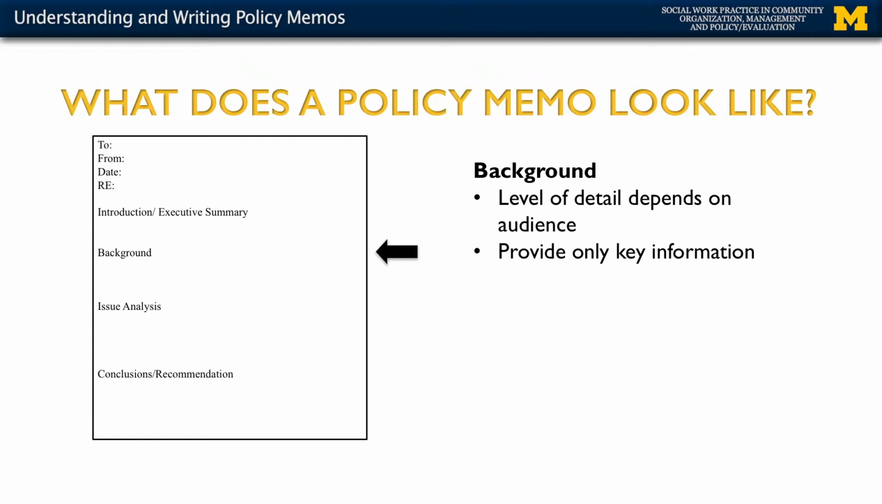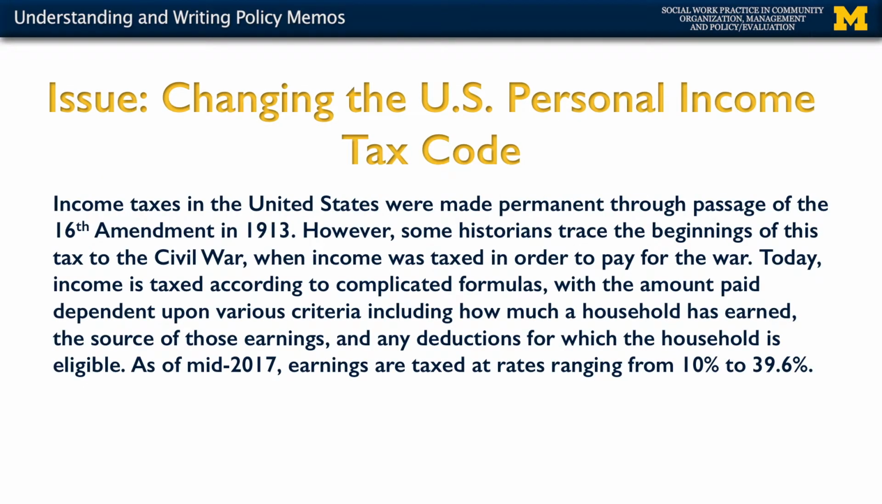One is, why would the reader need to know this particular piece of background information? If it's key to understanding the conclusion or recommendation you're making, then okay, put it in. But if it's just background information for the sake of providing background information, you might want to think about leaving it out. To give you an example, I've put in here a paragraph about a policy memo that might be about changing the US personal income tax code.